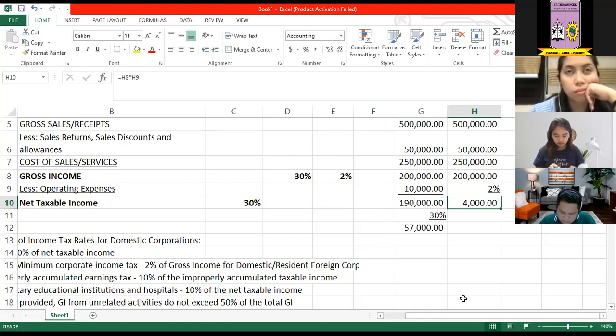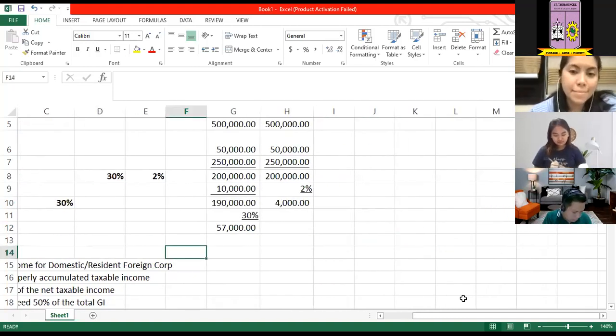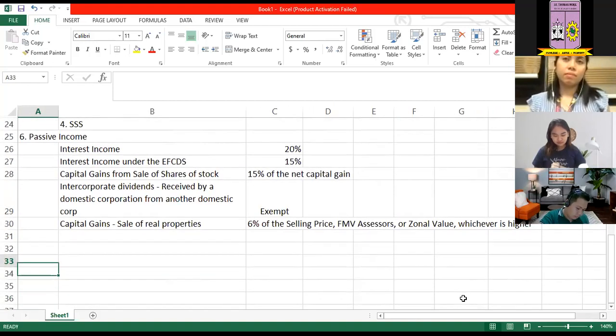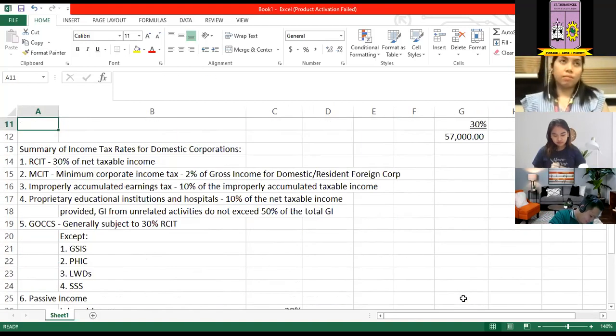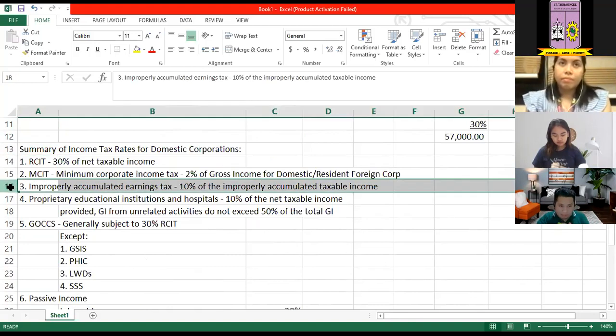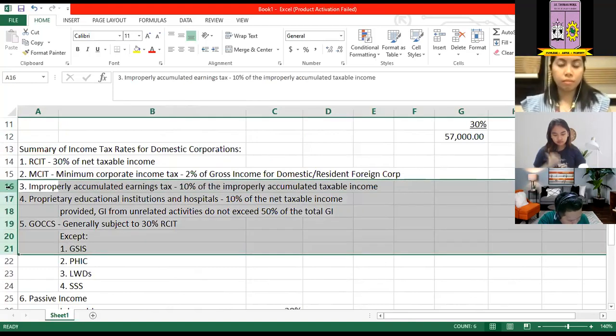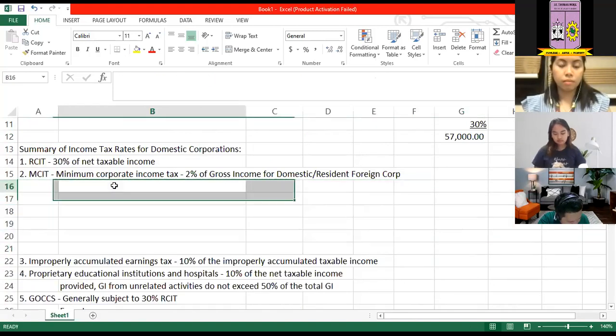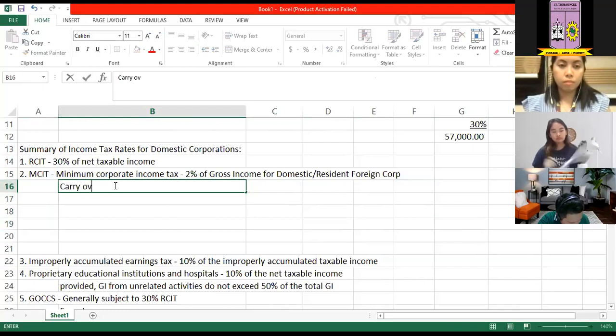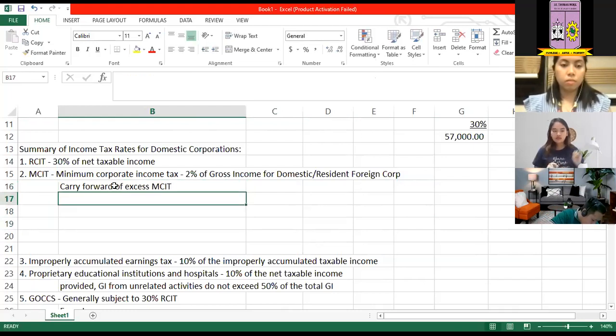Ano naman itong carry forward of excess minimum tax? Masyado na complicated, no? So, bigyan ko kayo ng table para i-simplify natin yung matter. Simplify natin. Mas maintindihan. So, excess carry forward pala of excess MCIT. So, paano ba yan i-illustrate?